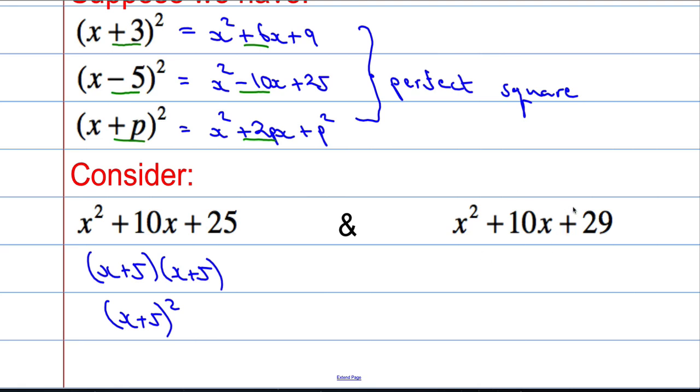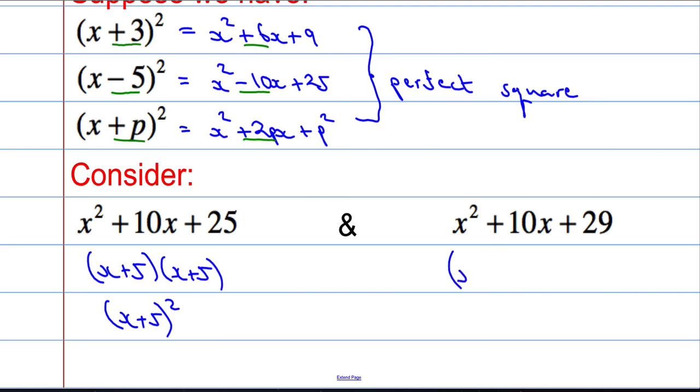Now the expression on the right hand side is not a perfect square, so we're going to have to make some adjustment. So if we remember, when it was expanded out, the coefficient in front of the x, if we halve that, that's what was in the brackets. So I'm going to try and do that now.